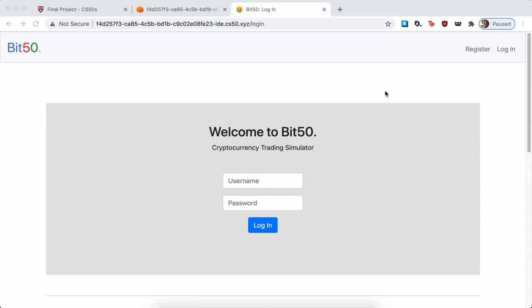For my CS50 final project, I created a cryptocurrency trading simulator called Bit50. It is a web-based platform that allows users to create their own accounts and trade cryptocurrencies in real time. All the transactions are recorded and each user can track their own portfolio performance. All the data and cryptocurrency API is provided by CoinGecko.